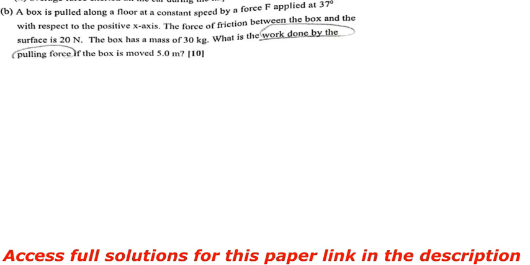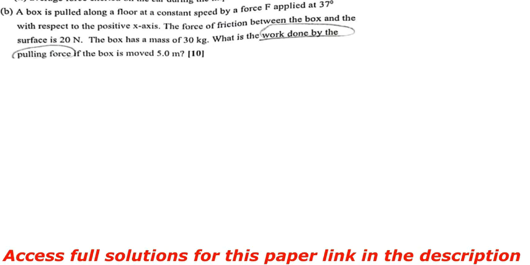Now let us talk about Newton's laws of motion. The question is saying a box is pulled along a floor at a constant speed by a force F applied at 37 degrees with respect to the positive x-axis. The force of friction between the box and the surface is 20 newtons. The box has a mass of 30 kgs. What is the work done by the pulling force if the box is moved 5.0 meters?